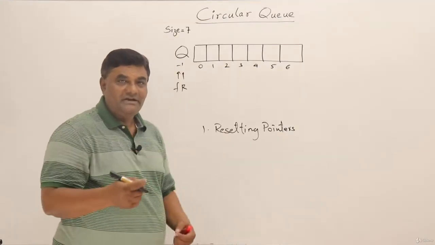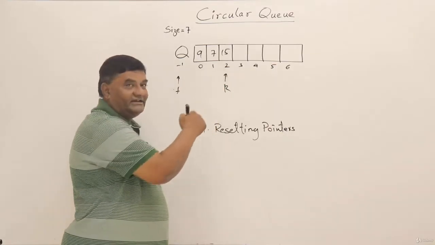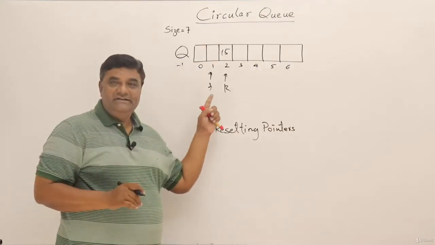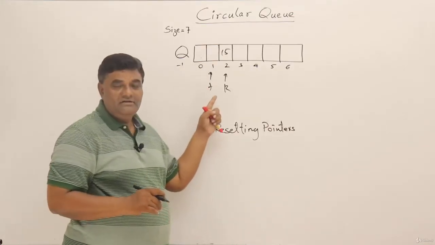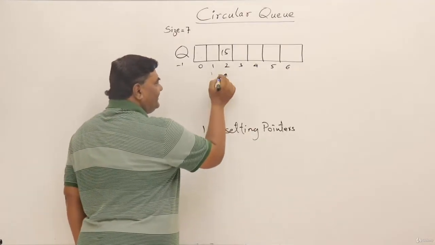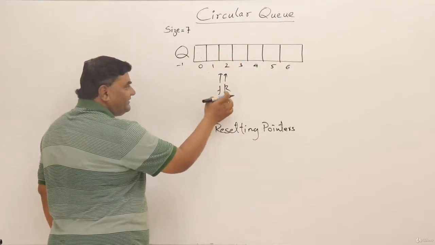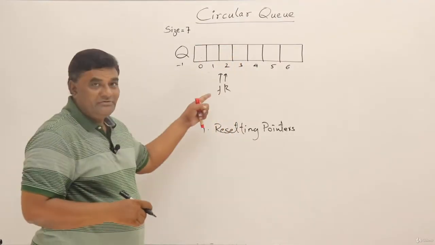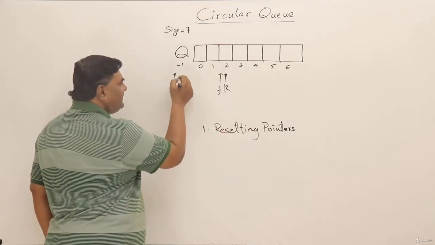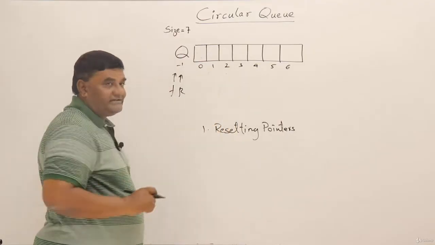Let me show you a little bit by inserting a few elements. Suppose I have inserted 3 elements. So I have 3 elements. Now I want to delete 2 elements. Now after deleting 2 elements, front is here. Now I want to delete one more element. When we delete one more element, front will move to the next location and this element is gone, and both front and rear are at the same place. So it is empty, the queue became empty. So reset them and bring front and rear to -1. This is what we will do in resetting pointers.